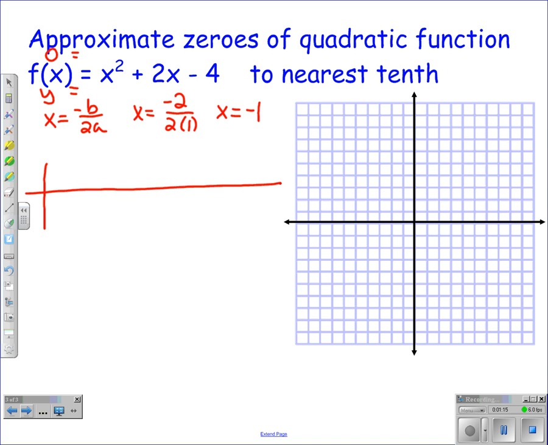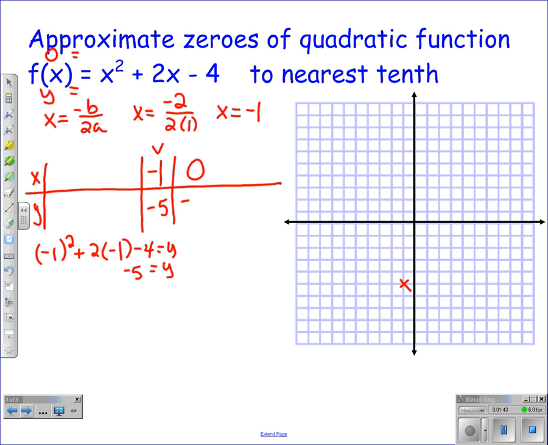Let's go ahead and make ourselves an xy table, and we're going to put a negative 1 in for our vertex. When we substitute a negative 1 in and square it, plus 2 times the negative 1 minus 4, we find out that y is going to be equal to negative 5. That is our vertex. 1, 2, 3, 4, 5. We have our vertex starting there on our graph. Let's put a 0 in. The 0 works out very nicely. That'll be a negative 4.